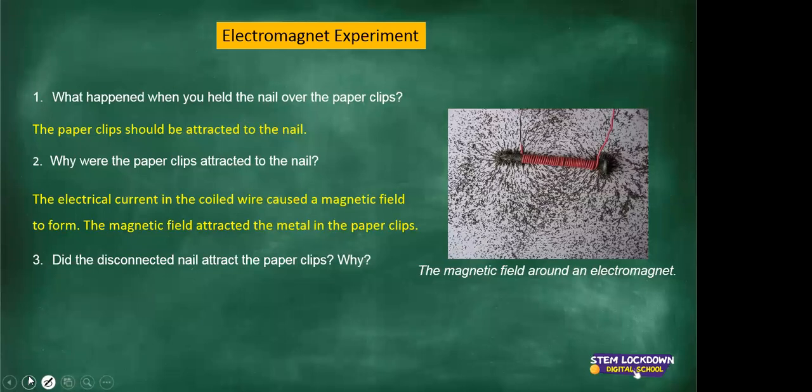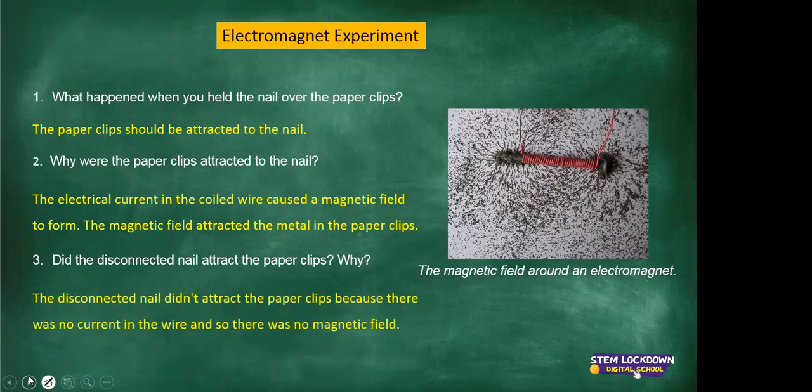Oh, very good. Well done. Okay, that's an excellent answer. Thank you. Okay, thank you for that. So the disconnected nail didn't attract the paper clip because there was no current in the wire, and this means that there was no magnetic field. Well done, Levi. Very proud of you.